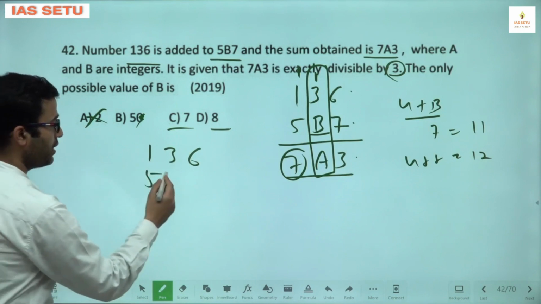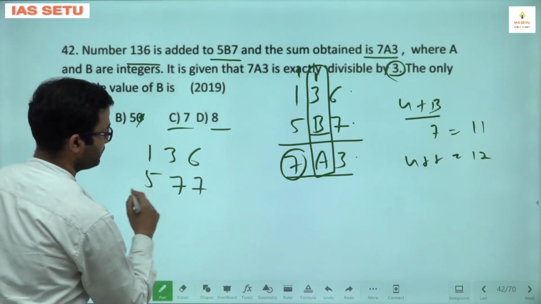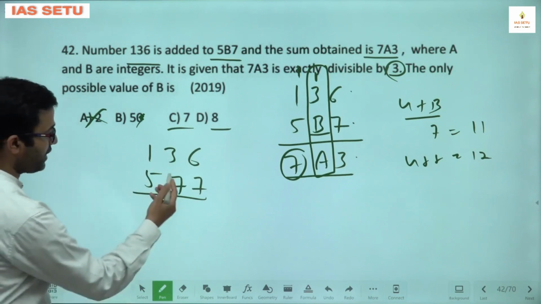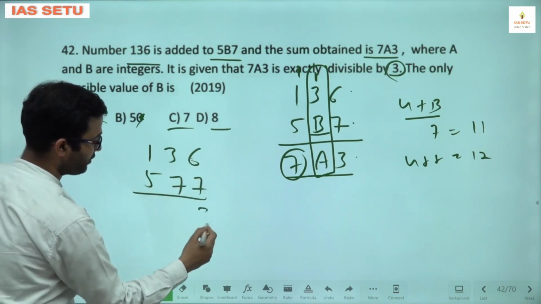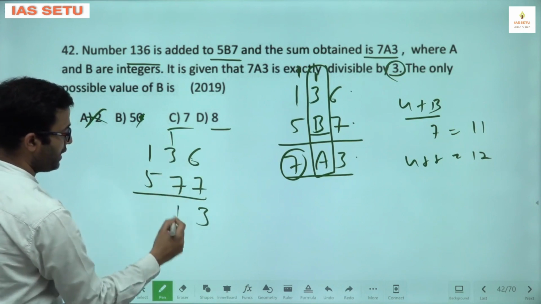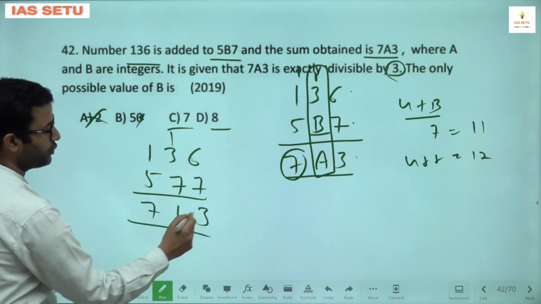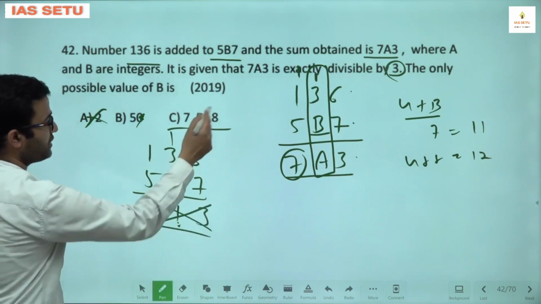Why use the brain? I take 7. I take b is 7. So the only possible value of b is, I take 7. 6 plus 7, 13. 1, 11. 7, 1, 3. Is this divisible by 3? No. So it means the answer is 8.